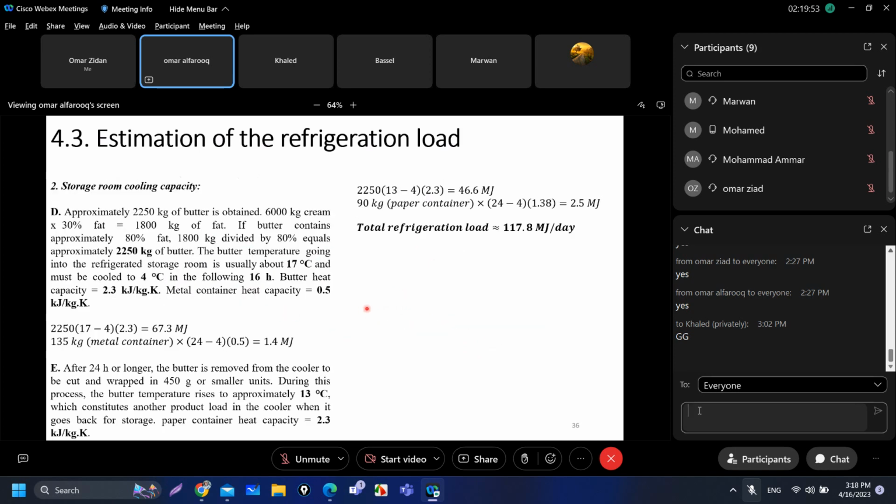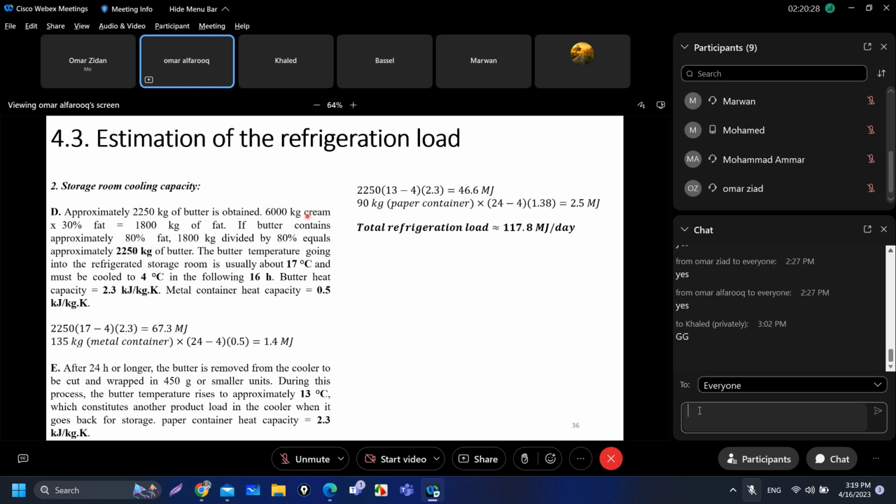Now, if we want to size the storing room, we have approximately 2,250 kilograms of butter obtained. How is it obtained from the 6,000 kilograms of cream? The cream has 30% fat content, right? So in total, we have 1,800 kilograms of fat. And let's say the butter contains approximately 80% fat. If we divide this by 80%, we get 2,250 kilograms of butter.